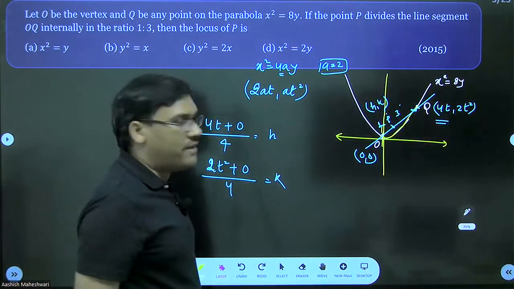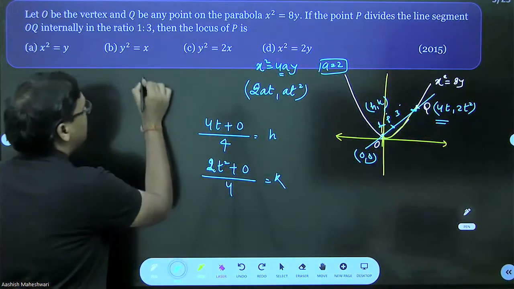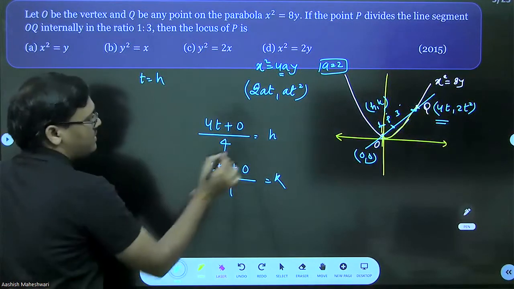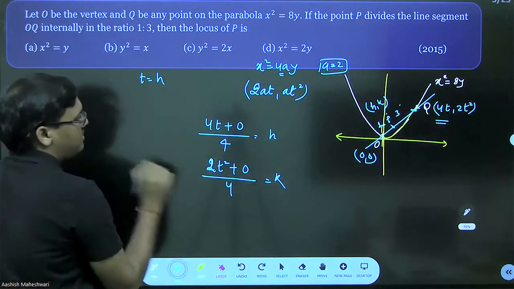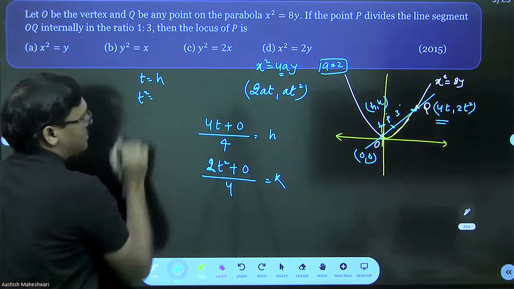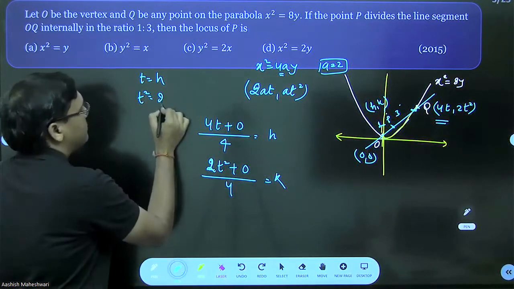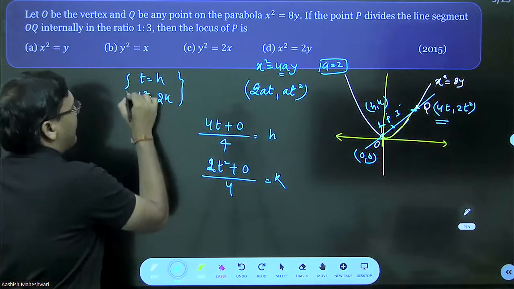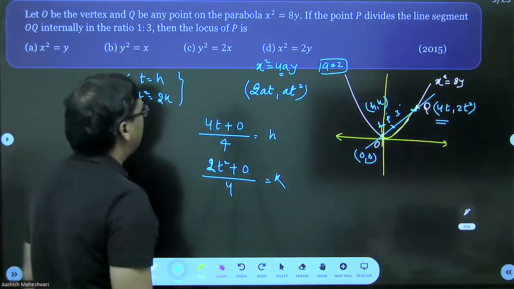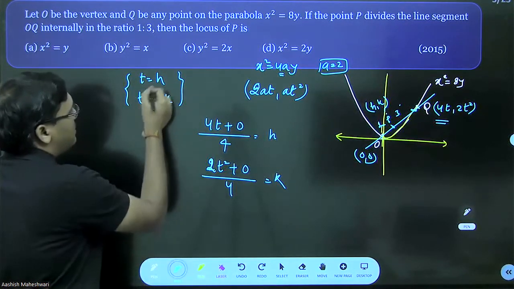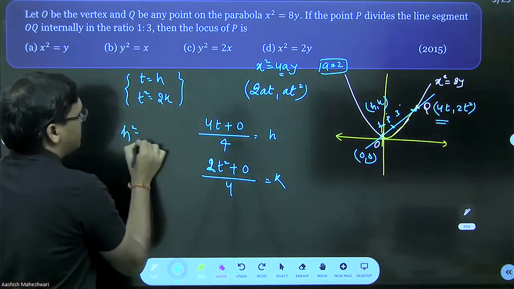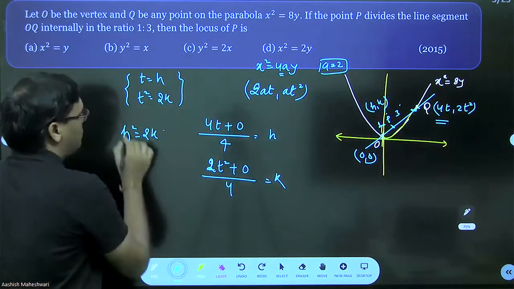Section formula we have applied, right? So you can see what is t. t is equal to h from this. And this is t² is equal to 2k. Now eliminate t, because t is a parameter. t will change. So if I put t here, we have h² equal to 2k.